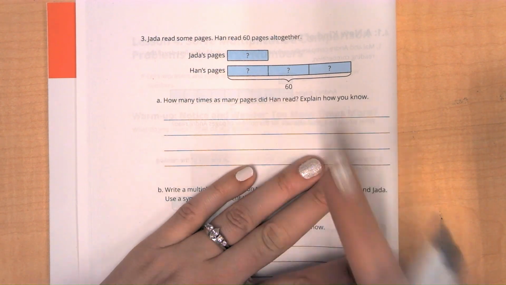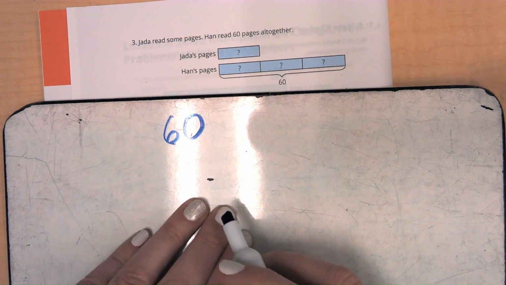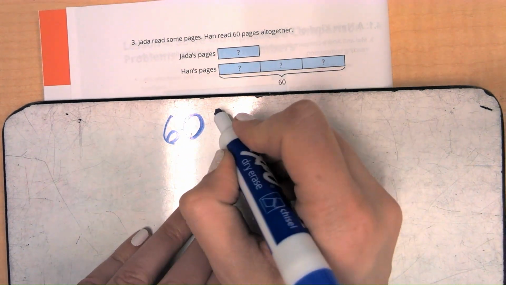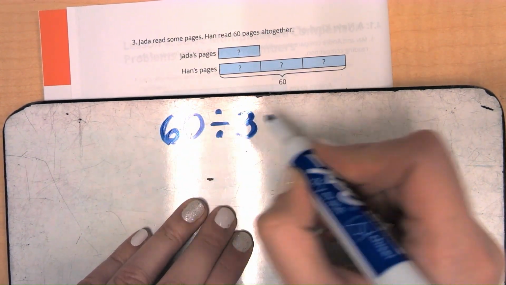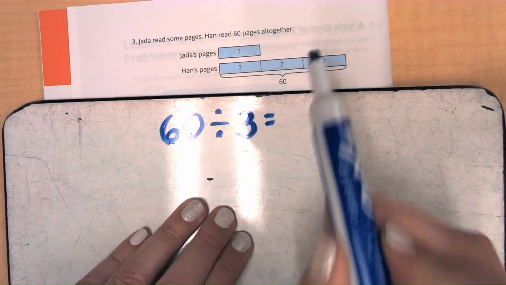The 60 here is the total. We have 60 total pages read. And then how many groups is Hans into? Hans is into 3 groups. So we're going to do 60 divided by 3, and that's going to tell us how many pages are in each group.